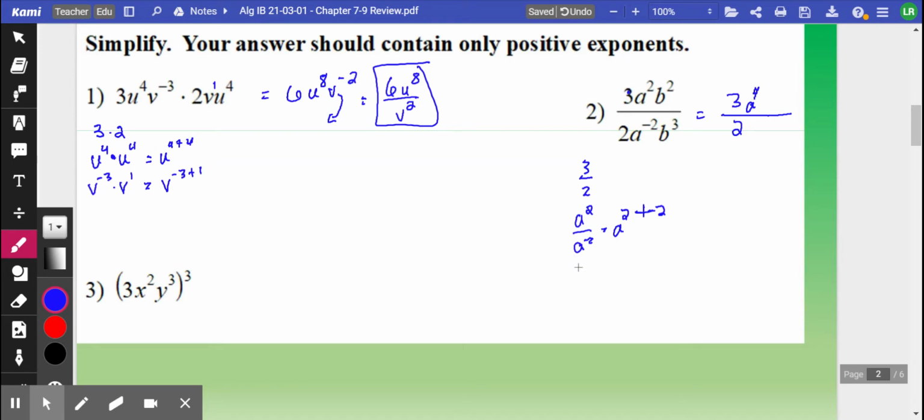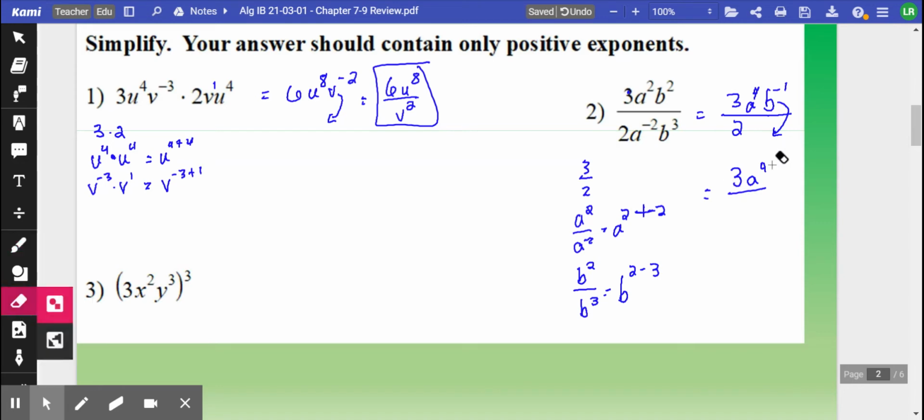The b's are divided. b squared divided by b to the third. So again, since they're being divided, I would subtract my exponents. 2 minus 3 is negative 1. Once again, we do have a negative exponent there. That just means that the b to the first is supposed to be on the bottom. So I have 3a to the fourth.